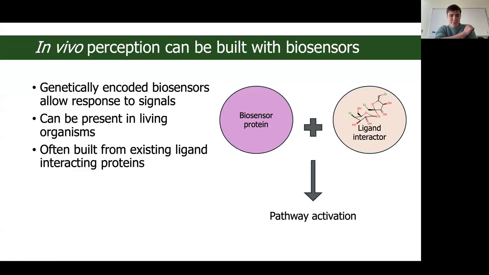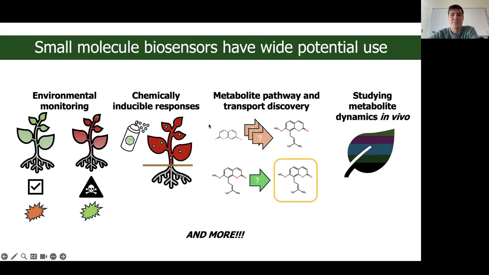This slide is probably a little moot for this seminar series, but I always like to introduce the idea that in vivo perception can be built with biosensors. Especially when you're building biosensors with proteins for small molecule ligand interactors, these systems are often built from existing ligand interacting proteins that can be found in nature. They carry a lot of advantages, especially that they can be present in living organisms. Small molecule biosensors have a lot of potential uses. These are just a couple examples.